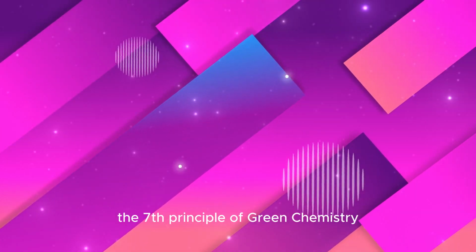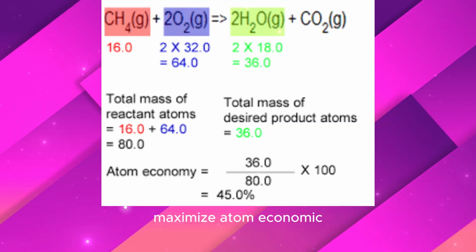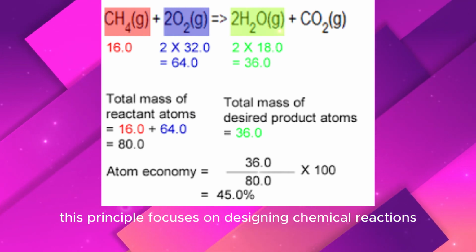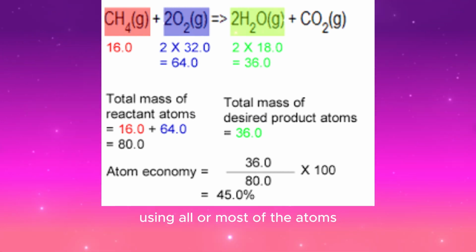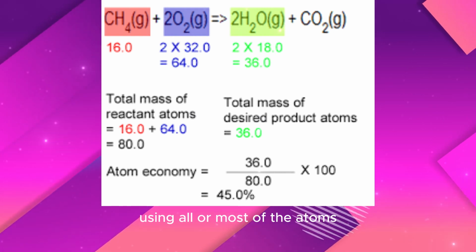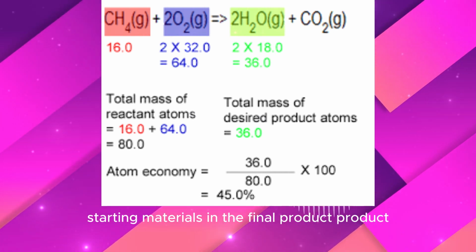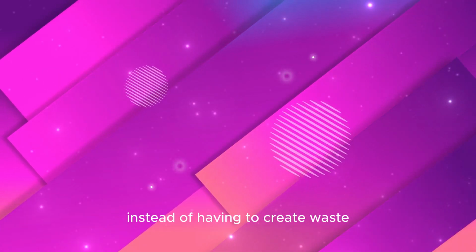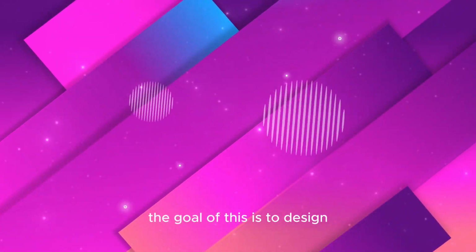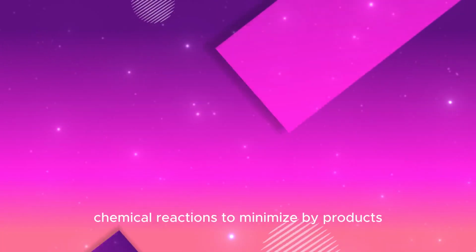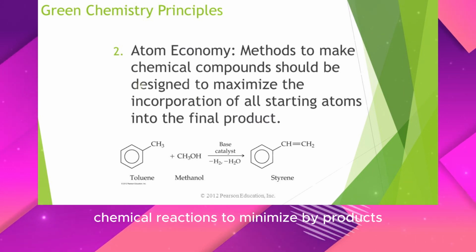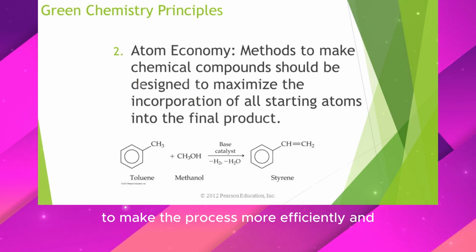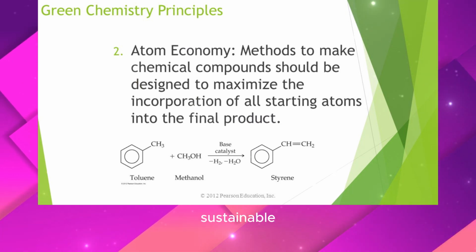The seventh principle of green chemistry: maximize atom economy. This principle focuses on designing chemical reactions using all or most of the atoms of starting materials in the final product. Instead of creating waste, the goal is to design chemical reactions to minimize byproducts, to make the process more efficient and sustainable.